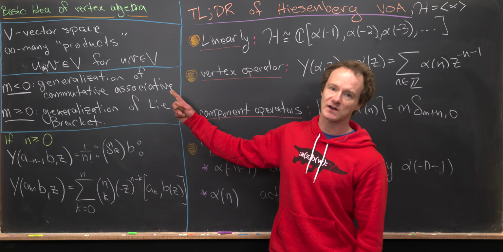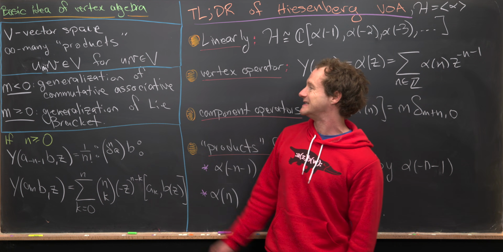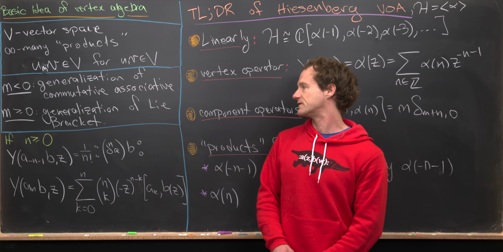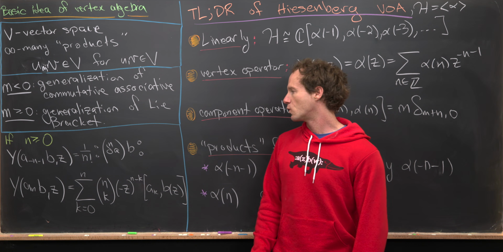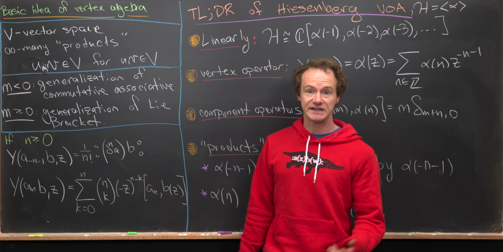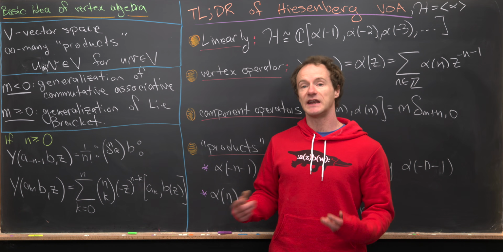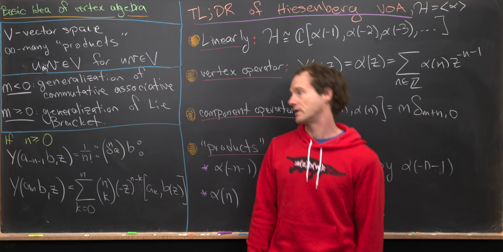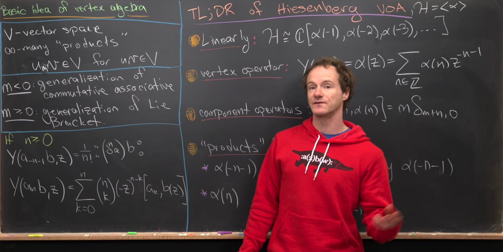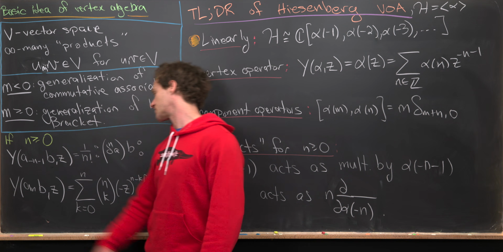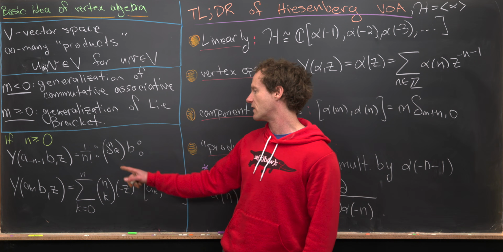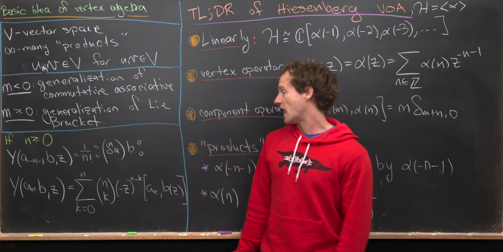Okay, and then as we've talked about in previous videos, if m is negative, this is like a generalization of a commutative associative algebra. And if m is non-negative, this is a generalization of the Lie bracket. We'll see this in our calculation today. Then furthermore, the associativity is connected to this expansion of the vertex operator. So if you take Y of a sub n minus 1 b, z, so that's the vertex operator associated to this vector, you get 1 over n factorial, and then the normally ordered product of the nth derivative of the vertex operator associated with a and b.